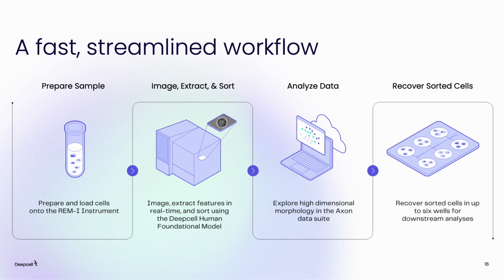Now that I've introduced the three components, I'd like to talk a little bit more about how they come together in a simple and streamlined workflow, starting with dissociation of cells into a single cell suspension, followed by imaging of those single cells in flow, and then characterization of those cells in real time with our AI models, all of which is done on the REM-I instrument. And then in the Axon data suite, you can analyze the data. In addition, in this data suite, you can select cell populations of interest in real time and then collect those cells for further downstream analyses, such as single cell RNA sequencing. You can go from sample to a publishable figure in just a matter of a few hours.